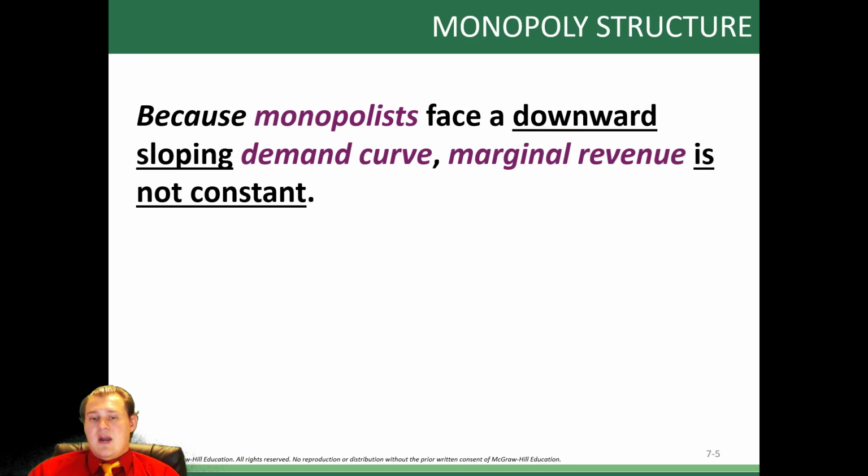Monopolists face a downward sloping demand curve. Marginal revenue is not constant. The more you produce as a monopolist, the lower the price you're going to be able to charge, because you have to keep the price lower in order for more people to even want it, even though you're the only person in that market.